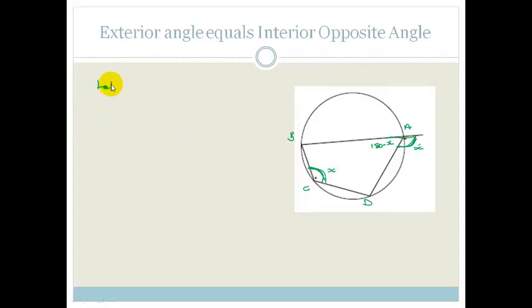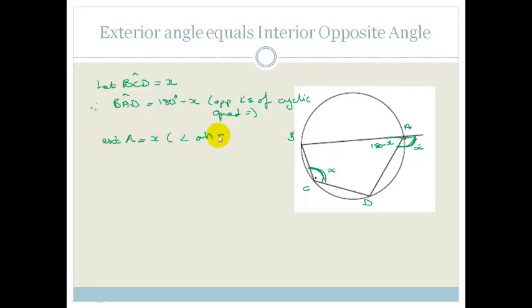Let me write that down. I'm going to say let angle BCD equal x. Therefore, angle BAD is equal to 180 degrees minus x. Why? Because opposite angles of a cyclic quad are supplementary. And therefore, we've got that exterior angle A equals x, because of angles on a straight line. Therefore, exterior angle A is equal to angle C. Therefore, the exterior angle equals the interior opposite angle of a cyclic quad.